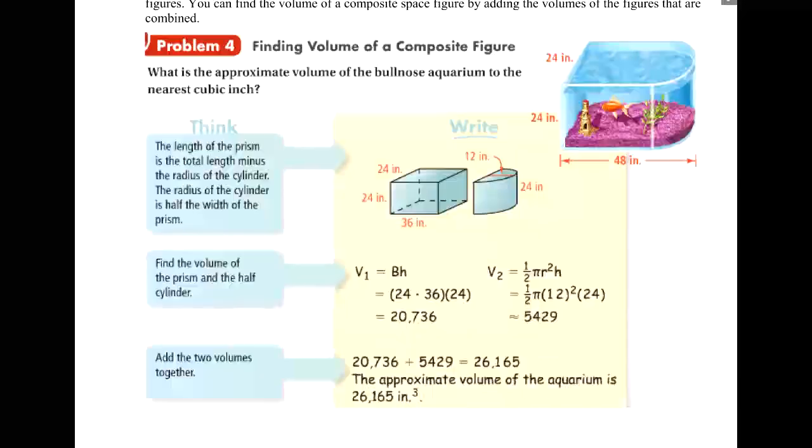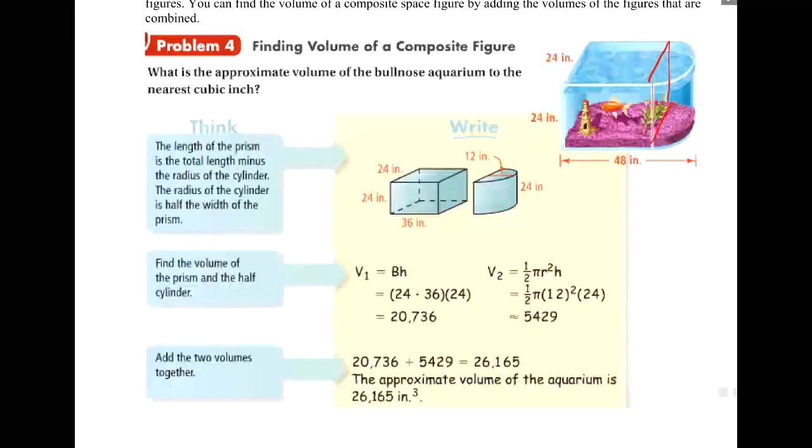Composite figures. Well, this doesn't have a theorem to go with it, but this is in the family of our addition postulates. How do we get the volume of one weird shaped figure? Well, we break it up into as many normal figures as we can. So we see this fish tank here, and I see that I can break this up into a nice rectangular prism and a half a cylinder, but it's still a cylinder.